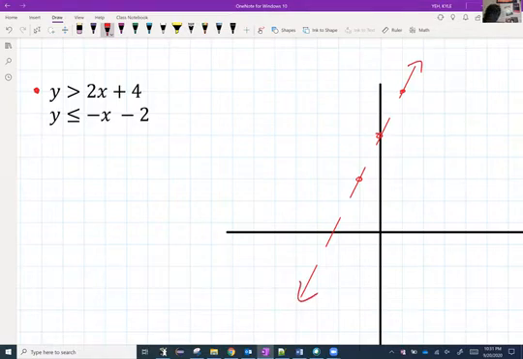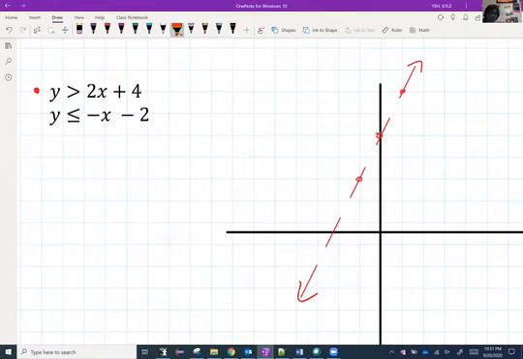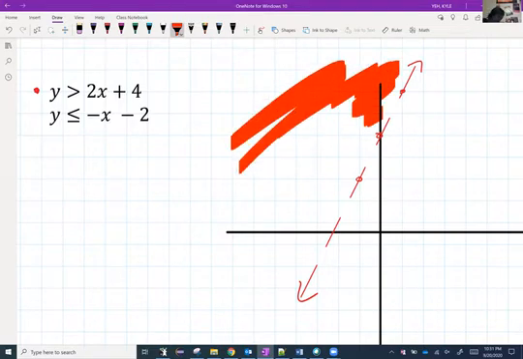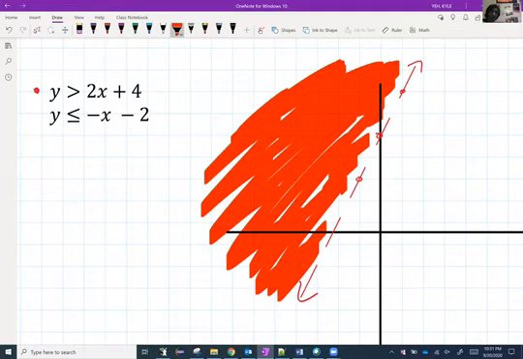And then it says that I want to shade, because this is an inequality, everywhere where y is greater than this line. So here's how I always do this. I find my y-intercept, and I shade right above it because I want greater than. So something along these lines, doesn't have to be perfect. That region is the solution to my first equation. Y is greater than 2x plus 4.